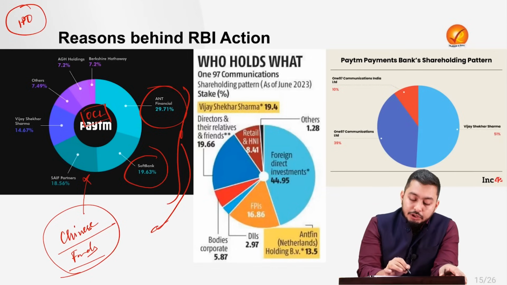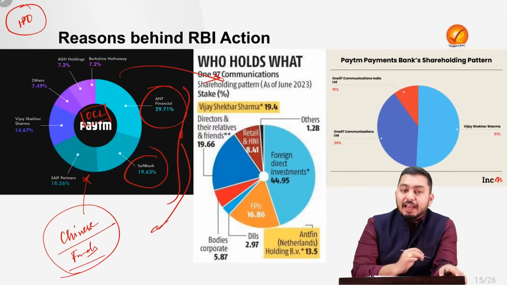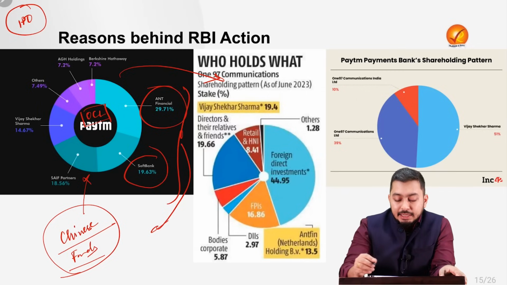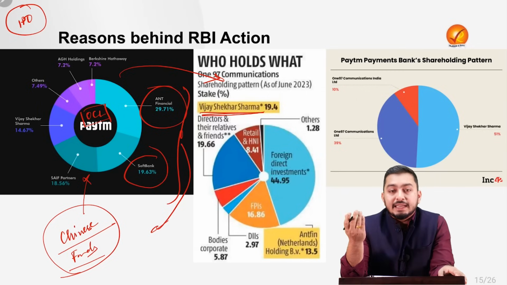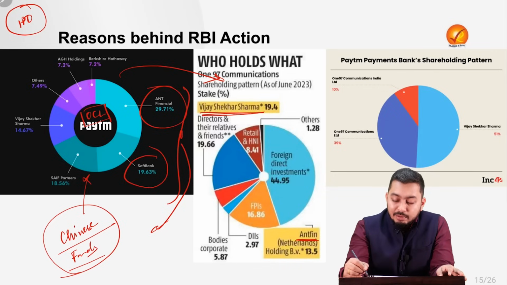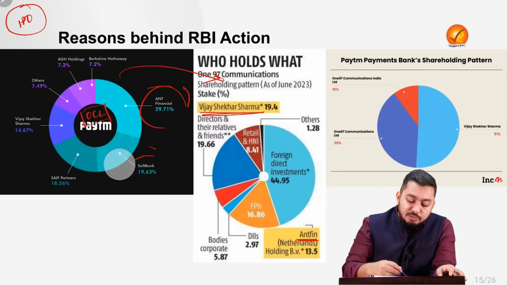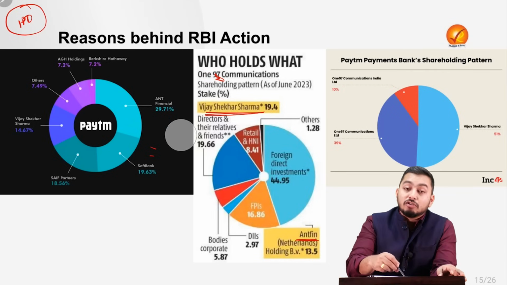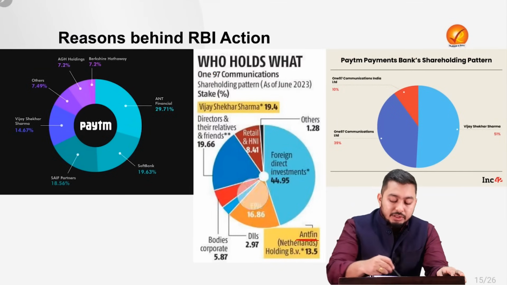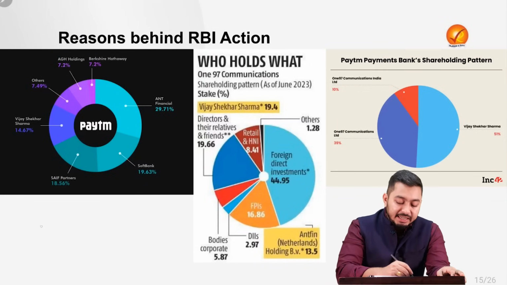This is one point. So over the period of time, this was one of the bones of contention. So what do you see? You see that from the time of IPO towards 2023, over the period of time, Vijay Shekhar Sharma has been increasing his stake. On the other hand, Ant Financial, which is nothing but your Alibaba, has been decreasing its shares, and SoftBank is also exiting. Why? Because there were issues in the relationship between India and China.